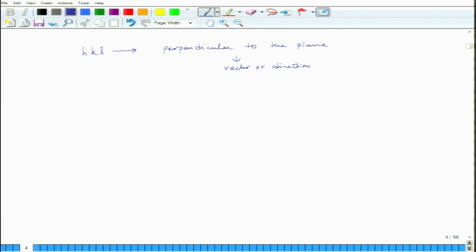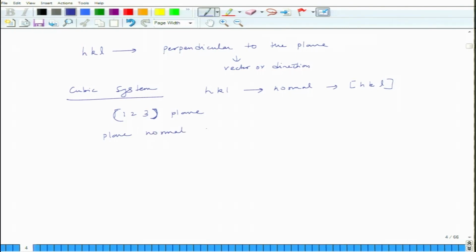right. So, for the cubic system in general, the HKL plane normal is direction HKL. So, if you have a 1, 2, 3 plane, the plane normal will also be 1, 2, 3. Okay. So, this is specifically for the cubic system, it applies to all the HKL planes, all right.